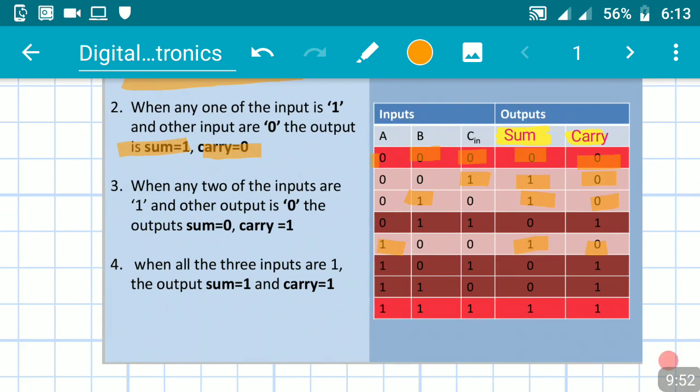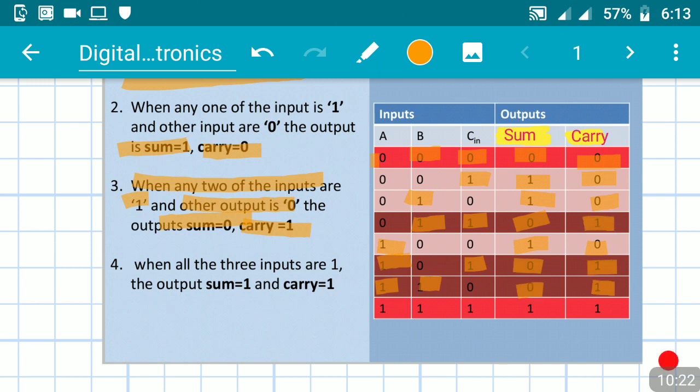Then we go to understand when any two of the inputs are 1 and the other input is 0. What happens? Sum is equal to 0, carry is equal to 1. This is what we can understand by using this truth table. You have two inputs as 1 and the other input as 0 in three cases. Sum is going to be 0, 0, 0 and carry is going to be 1, 1, 1. The same thing is marked in the brown color lines.